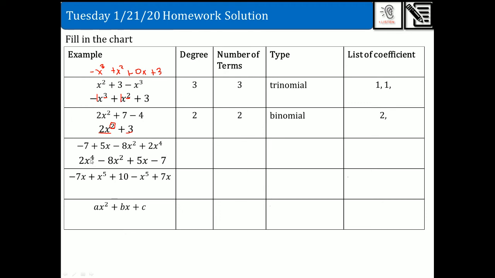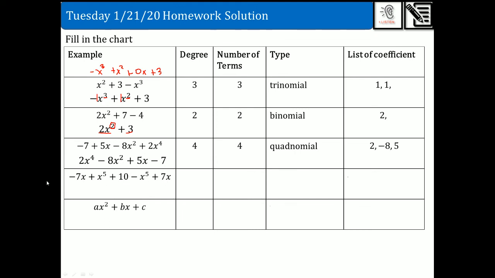What is the highest degree? It would be the 4. Number of terms, 1, 2, 3, 4. 4 terms is called a quadnomial. And the list of coefficients are 2, negative 8, and 5. Those are the numbers in front of the variable.